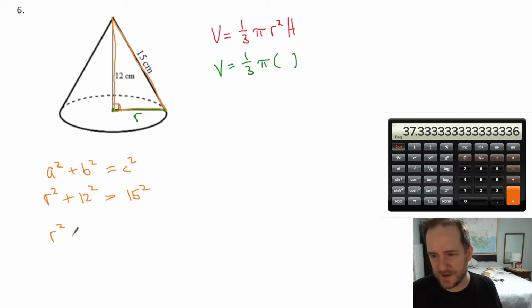And you can reach for your calculator if you want to. 12 squared is 12 times 12, it's 144. 15 squared is 15 times 15, that's 225. Now to solve for r squared, we need to isolate it, so you better subtract 144 from both sides.